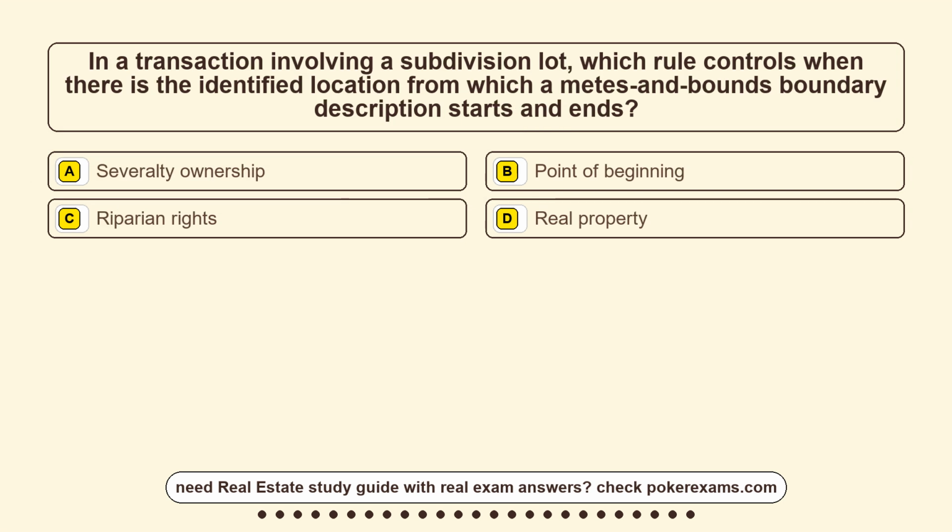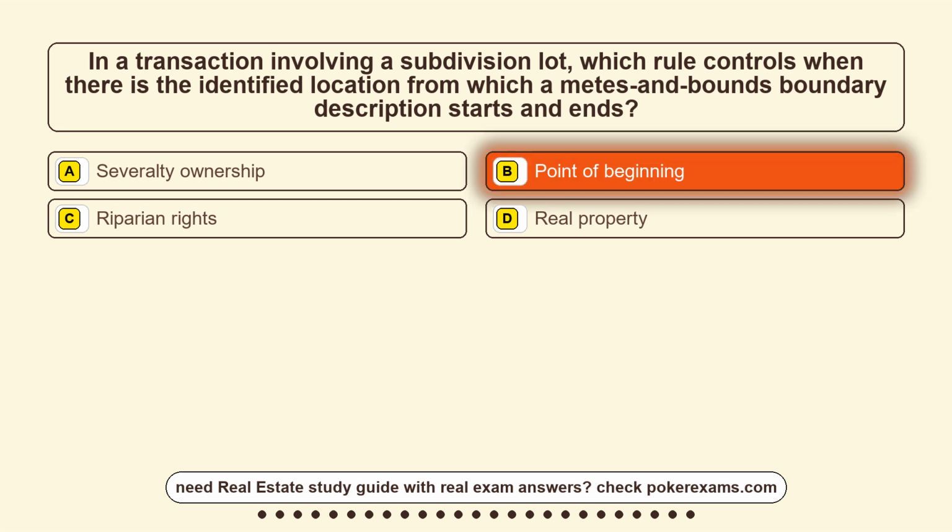Question 2. In a transaction involving a subdivision lot, which rule controls the identified location from which a metes and bounds boundary description starts and ends? Option A, severalty ownership. Option B, point of beginning. Option C, riparian rights. Option D, real property. The correct answer is option B, point of beginning.